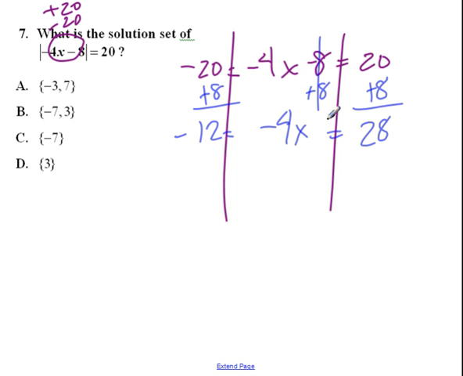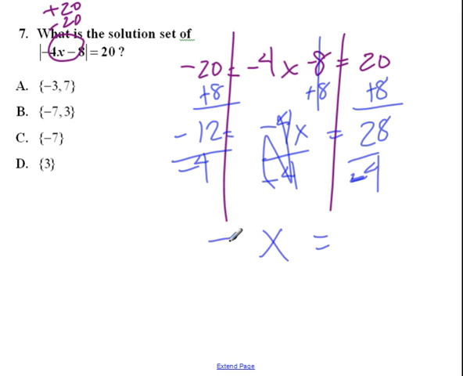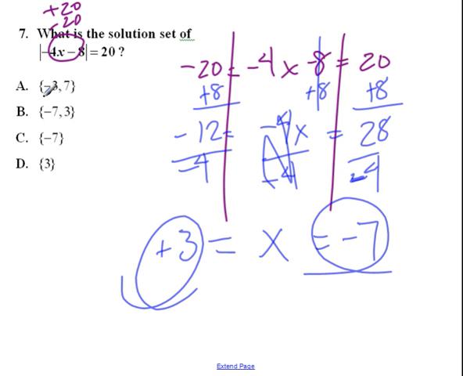So now, instead of just adding 8 to both sides, I have to add 8 to all 3 sides, and then divide by 4 on all 3 sides as well. And not just 4, my negative 4. So that cancels that out. I got my x equals in the middle. Over here we're going to get a positive 3 and a negative 7. So we're looking for answers with both of those, and I think B is going to work.